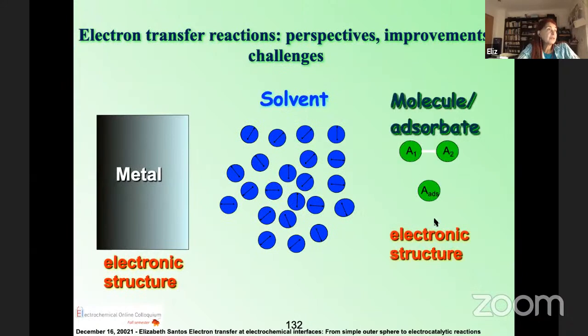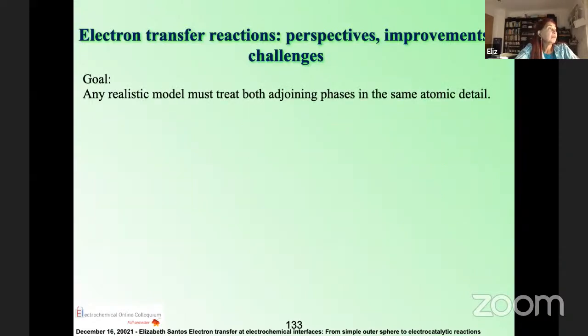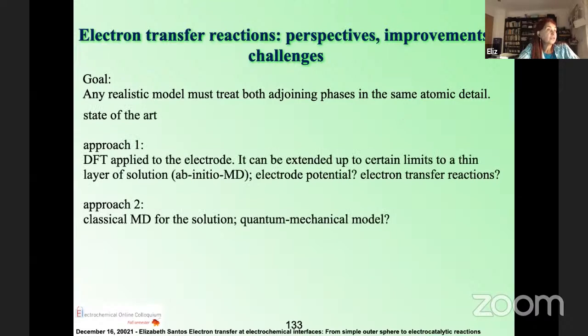We always have these components in our systems: the electrode, the solvent, and the reactant, and we need to describe them. The goal should be to use a realistic model that treats all these parts in the same atomic detail. But what is the state of the art?